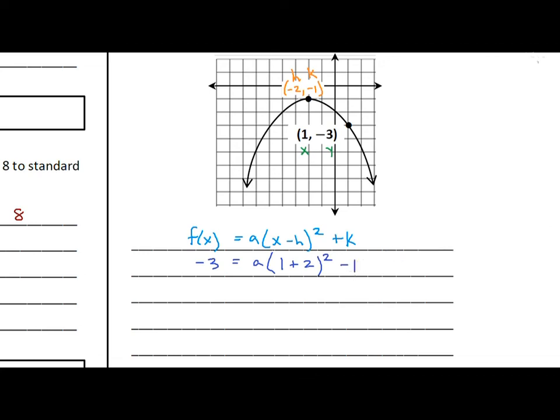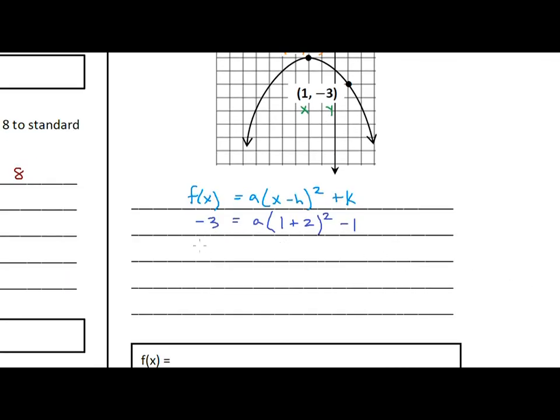All right, let's follow the rules of PEMDAS. Parenthesis first. -3 equals a times 1 plus 2 is 3, squared, minus 1. Now we'll do the E in PEMDAS, exponents. -3 equals 3 squared is 9, and we're going to put that in the front of a. 9a minus 1.